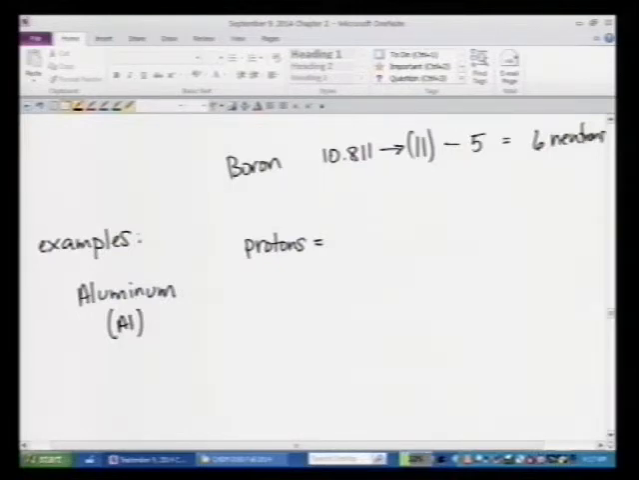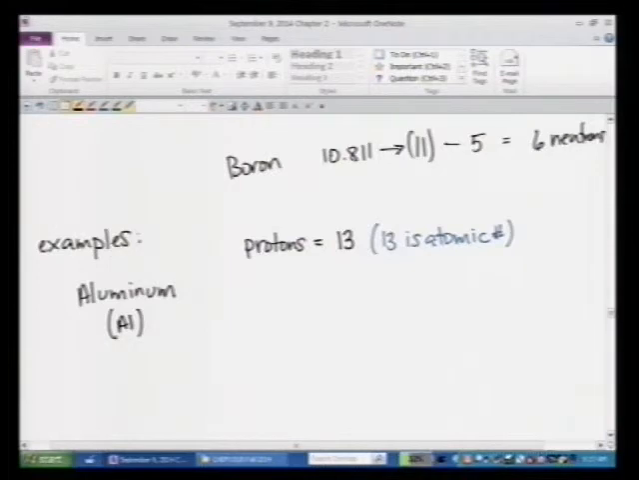So you look at aluminum on the periodic table, in the top left-hand corner. It is group 13, period 3. And it has 13 as its atomic number, so it has 13 protons. Okay, just straight off the periodic table. So this is 13 because 13 is the atomic number.